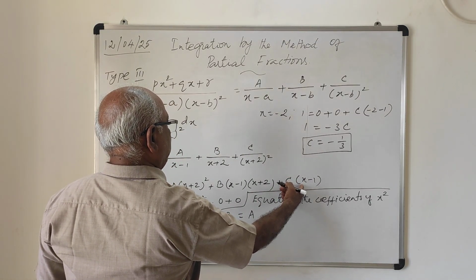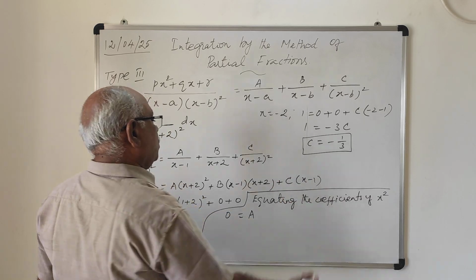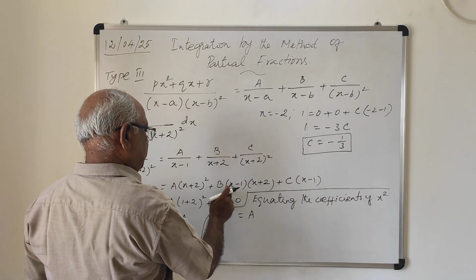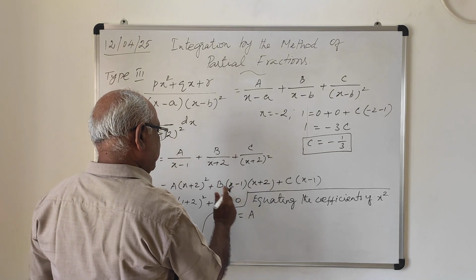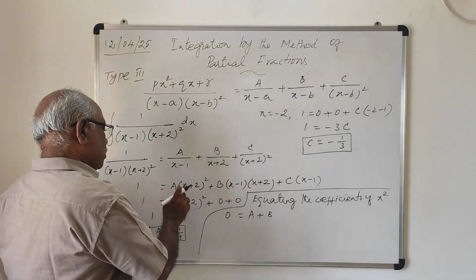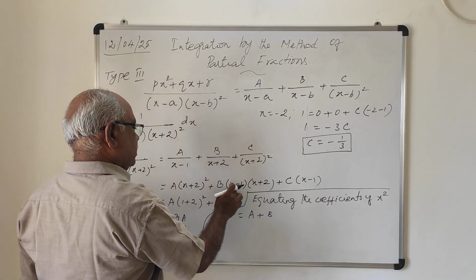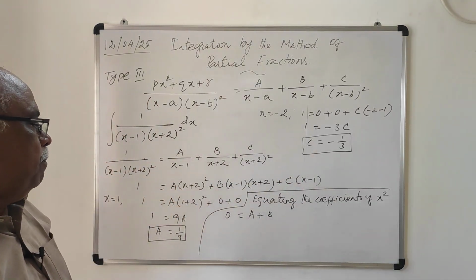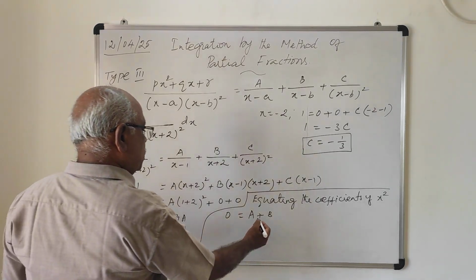C into x only, that was here. In the third term there is no coefficient of x square. But in the second term, x into x is x square into B. So the coefficient of x square is B also. So we get A plus B. Coefficient of x square is A and coefficient of x into x is x square is B, and there is no coefficient of x square in the third term. So A plus B equal to 0.